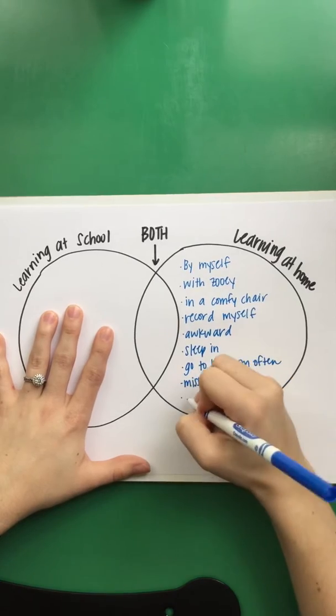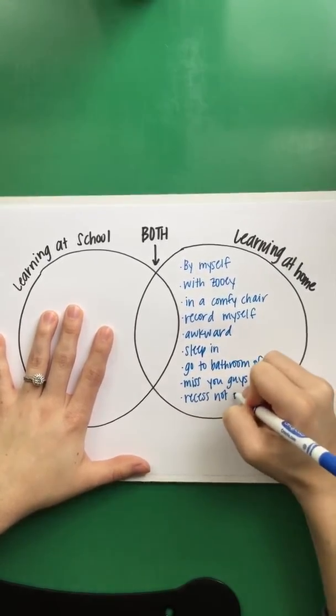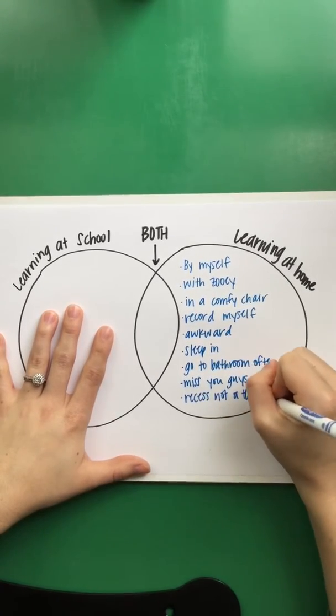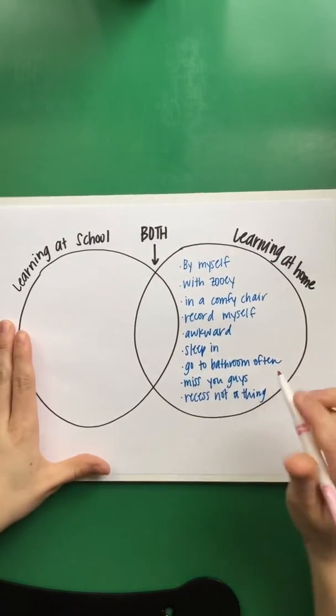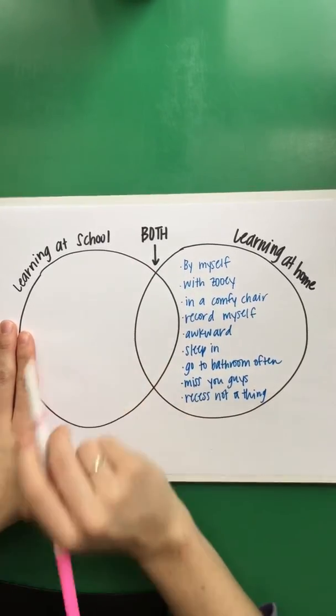And I have to remember to give myself a recess. Because recess isn't really a thing right now, so I have to remind myself to go outside. And so if I was going to fill out my learning at school side, sometimes a good way to do that is I just listed all these things about learning at home. So now I'm going to go over here and I can look at each one and think, how is that different when I'm at school?